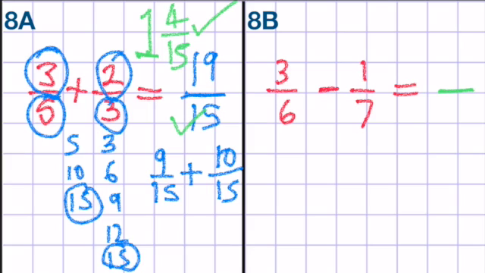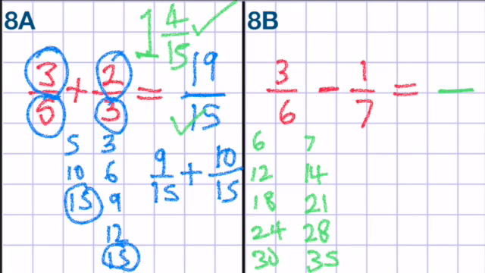Right, 3/6 take away 1/7. So we cannot do that at the moment. Why? Because the denominators are different. So we'll do the same as we did on this side. 6, 12, 18, 24, 30. And let's write the 7s. 7, 14, 21, 28, 35. Now look at that there. We're going to have to keep going.